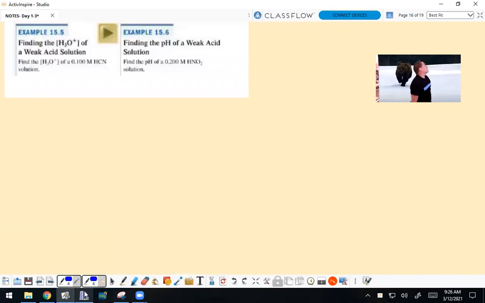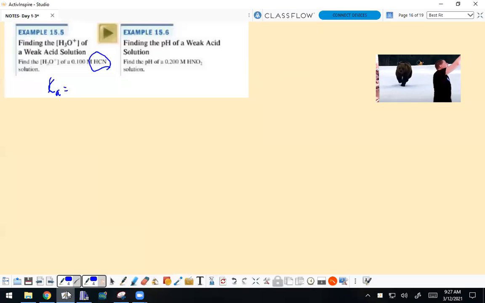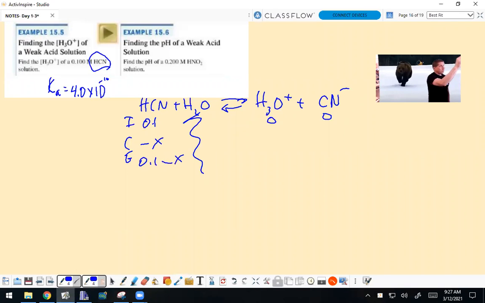All right, next one. Finding the H3O of a weak acid solution again. So we're doing it again, not given the Ka value again, so I need it. So let's go find that. So the Ka of HCN this time. So hydrocyanic acid, it's right there. So 4.0 times 10 to the minus 10. HCN plus water, equilibrium, H3O plus, CN minus. Ice chart. 0.1, none of that. 0 and 0. Minus x, 0.1 minus x, plus x, and x.